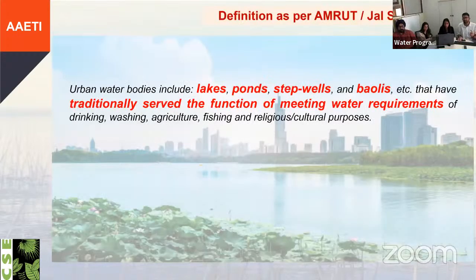Another slide is the definition of urban water bodies. I think a lot of discussion is happening on whether it's urban or rural, man-made or natural. But the Amrut Jal Shakti Abhiyan has clearly stated that urban water bodies include lakes, ponds, stepwells, paulis, traditional ones, new ones which are used for meeting water requirements. So in the purview of water body rejuvenation under the Amrut or the national flagship missions, a lot of these do get covered.